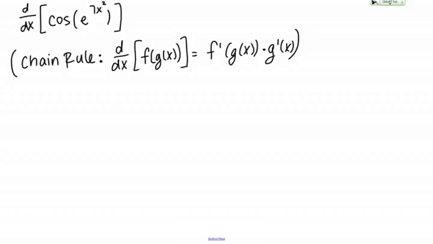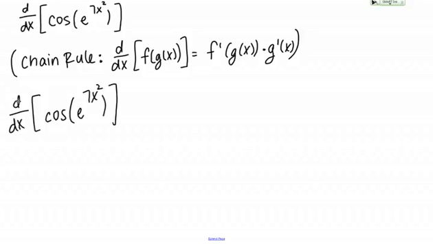Let's do one more chain rule problem. This one's going to be a little bit trickier. We've got the derivative of the cosine of e to the 7x squared. And once again, I have the chain rule written down below for us to reference. Let's go ahead and get started on this one. To use the chain rule, I want to think about what my outer function is and what my inner function is. Here I have the cosine of e to the 7x squared. So my outer function is cosine, and my inner function is e to the 7x squared.